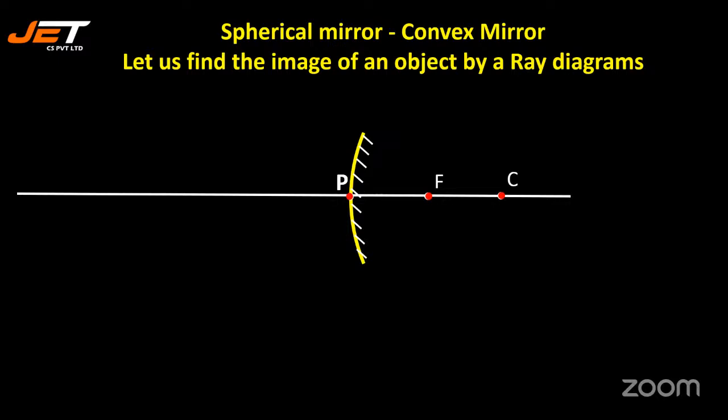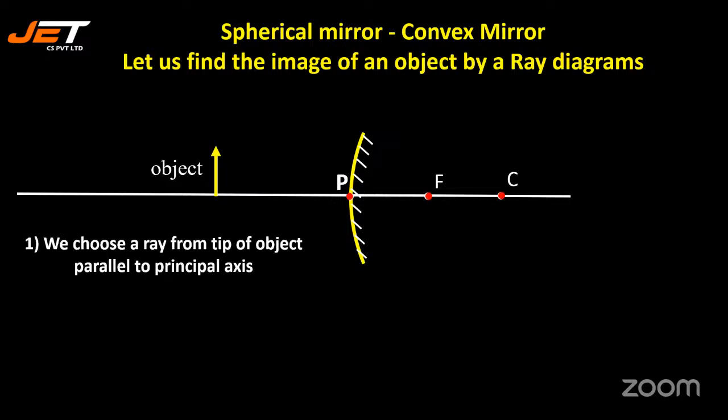Anjali, Lingaya, you are absolutely right. Aditya, Gauss, Lokesh, Nitin, absolutely right. Let's keep the object over here. No matter where the object is, let's see what happens. We choose a ray from the tip of the object parallel to the principal axis that gets reflected as if passing through the focus when extended backwards.